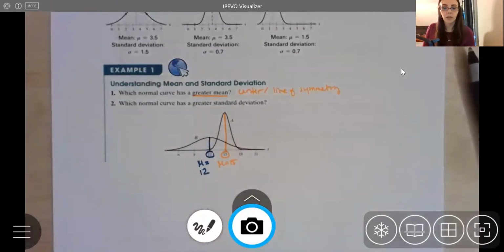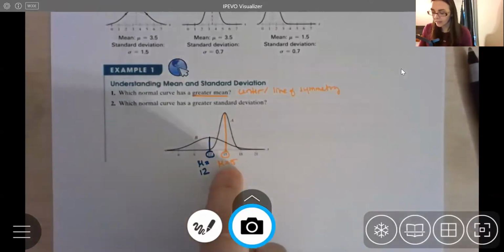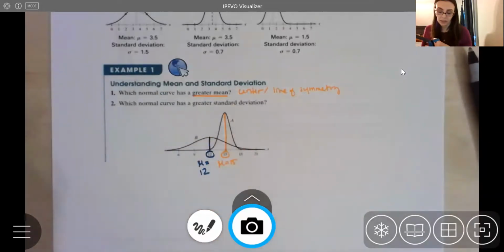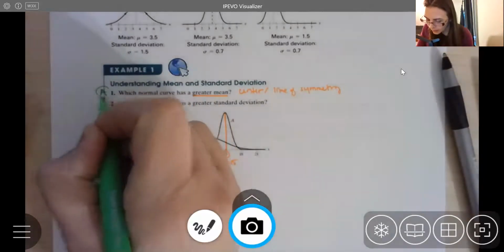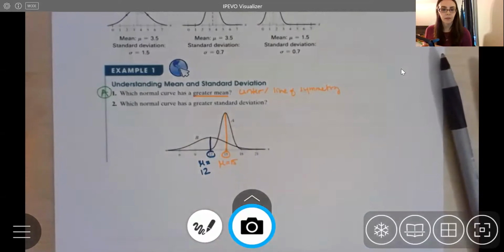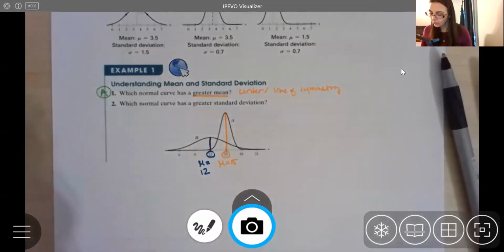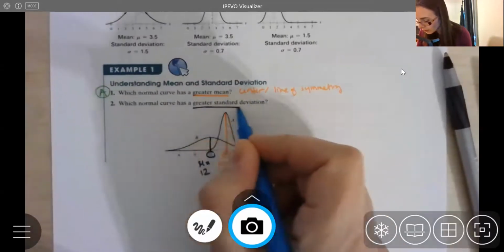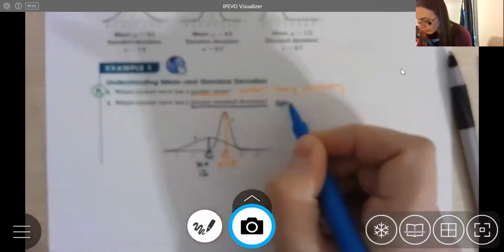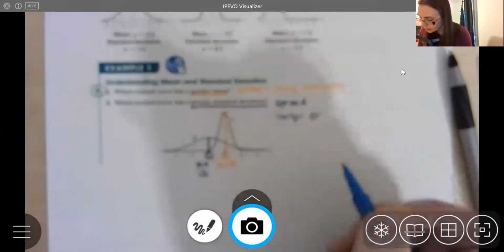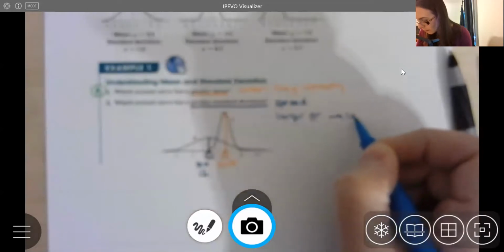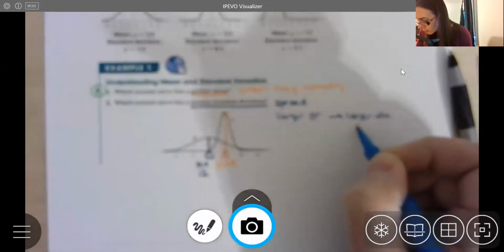So which normal curve has a greater mean? Well, A does, right? The center of that curve is further to the right. So the value of 15 is larger than 12. So for the first one, it's graph A. Now, which curve has a greater standard deviation? Your standard deviation is about the spread of the data. The larger the standard deviation, the larger the spread of the data.